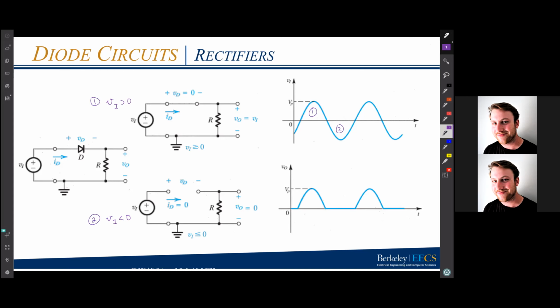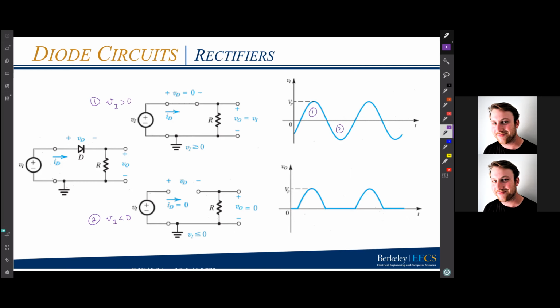And essentially what we can do, because this is such a simple circuit, is we can see if Vi is positive, we are going to create a voltage drop across the diode Vd and a voltage drop across the resistor Vo. Our current will flow through both of them, and we will basically get the same output as the input. The output will track the input because our voltage source is ideal, has no series resistance or source resistance.